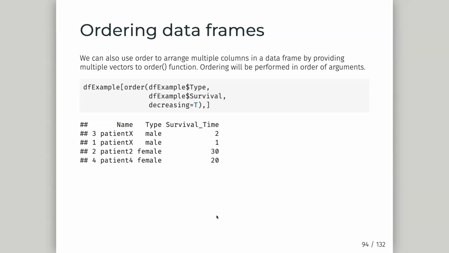What's really useful is we can actually do this across multiple things. We're not just ordering by one. Maybe you want to first order by type, then by survival, so you can keep the males or females together. So we just provide the ordering preference in this order and separate them by commas. First I want to order by type, comma, then I want to order by survival, comma, and then I want decreasing equals true. So first it's going to do male and female, and then it will do survival time. In this case, males. Geez, males don't survive very long. I never noticed that until I looked at this.